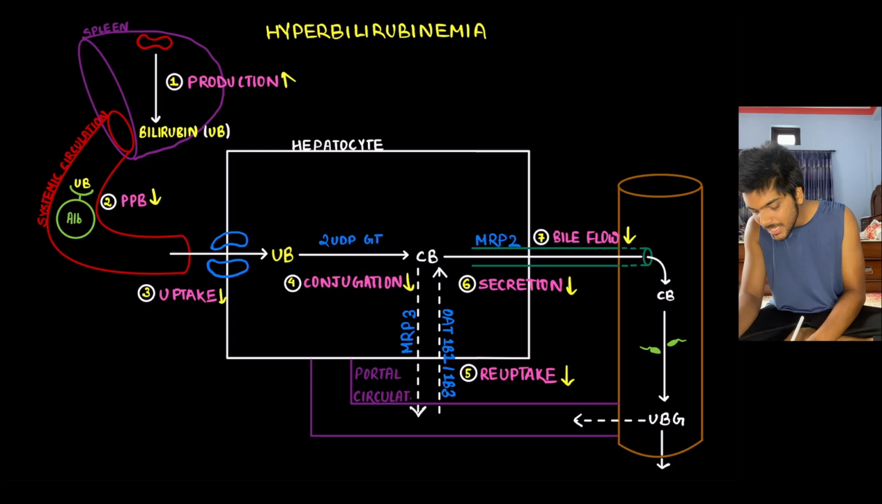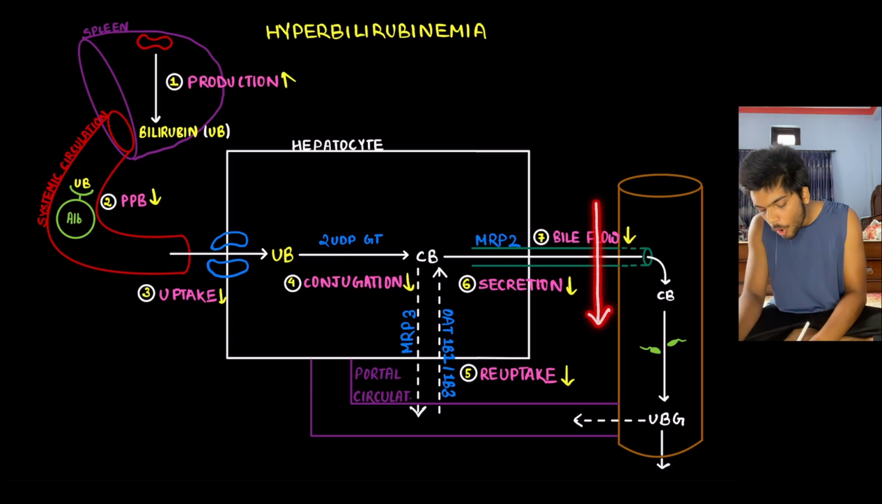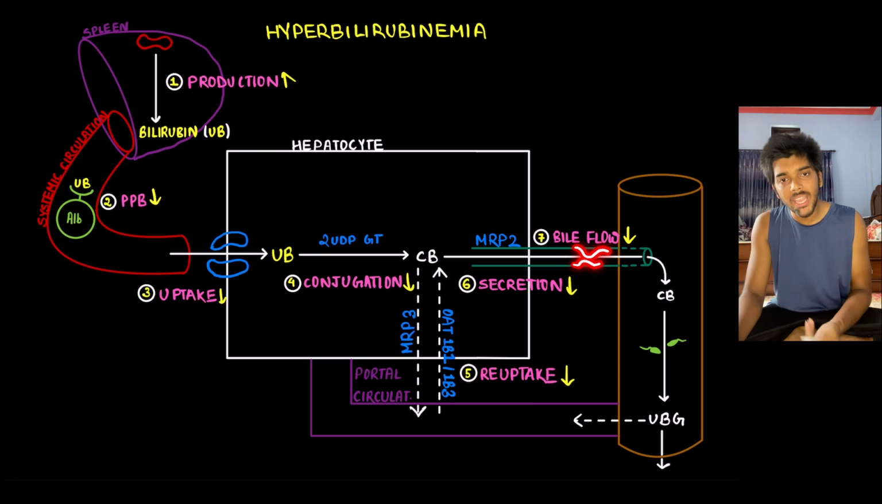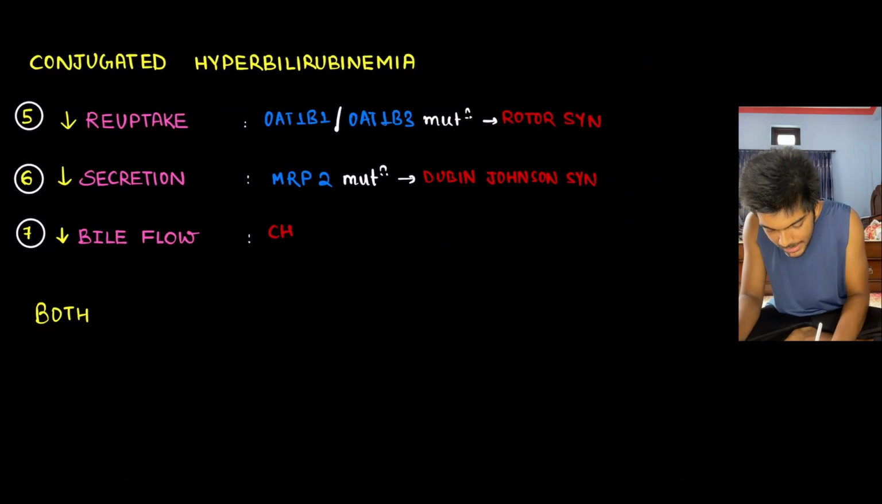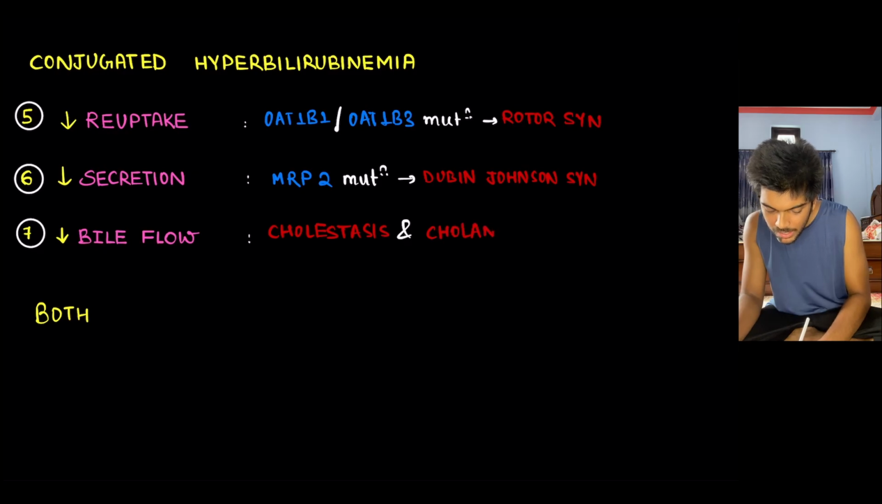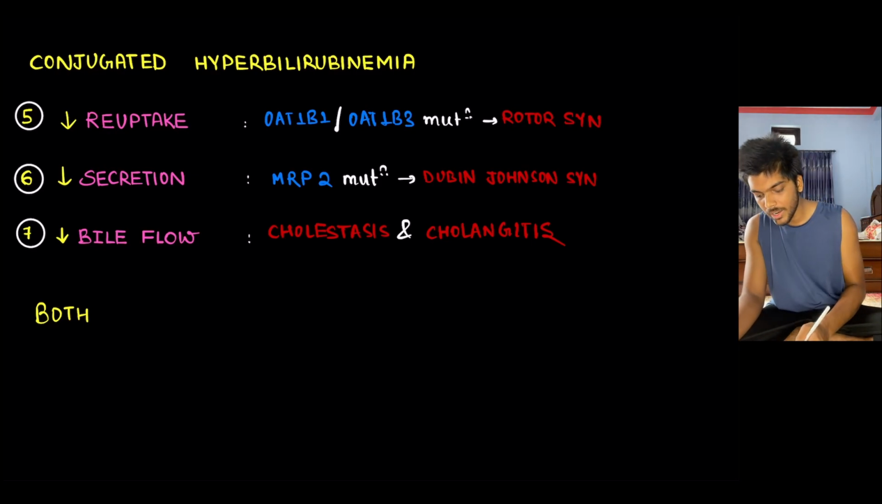Third is decrease in bile flow. Decrease in bile flow can take place, number 1, when there is obstruction in the flow, right? Obstruction in the flow, or if there is inflammation. So 2 conditions: cholestasis and cholangitis. Since both of them are really big topics, I'm gonna have lectures differently for these 2 topics as well.